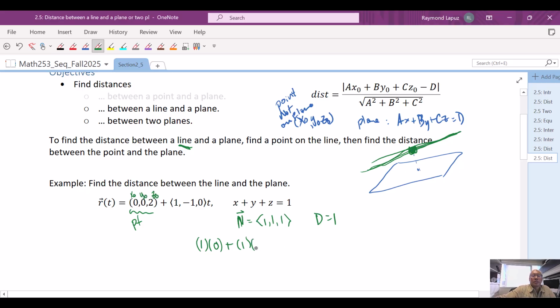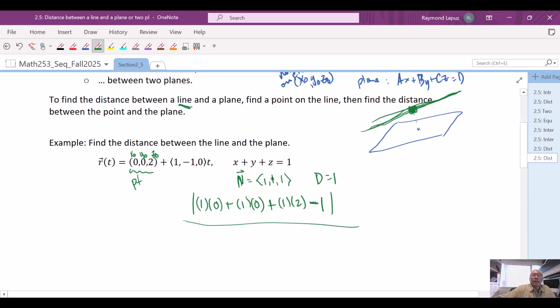So x naught is 0, y naught is also 0, so all that disappears. And then the last one is c, so c is also equal to 1, and then this time z naught is equal to 2. And then we have the d, and d is equal to 1. That's not an equals, that's a minus. According to this formula, that's equal to 1. We'll put the absolute value there if needed. I don't think it will be needed. And then the magnitude of the normal vector is 1 plus 1 plus 1, so that's just the square root of 3. So in the numerator, we have 2 minus 1, so that's just 1, and then this is root 3.